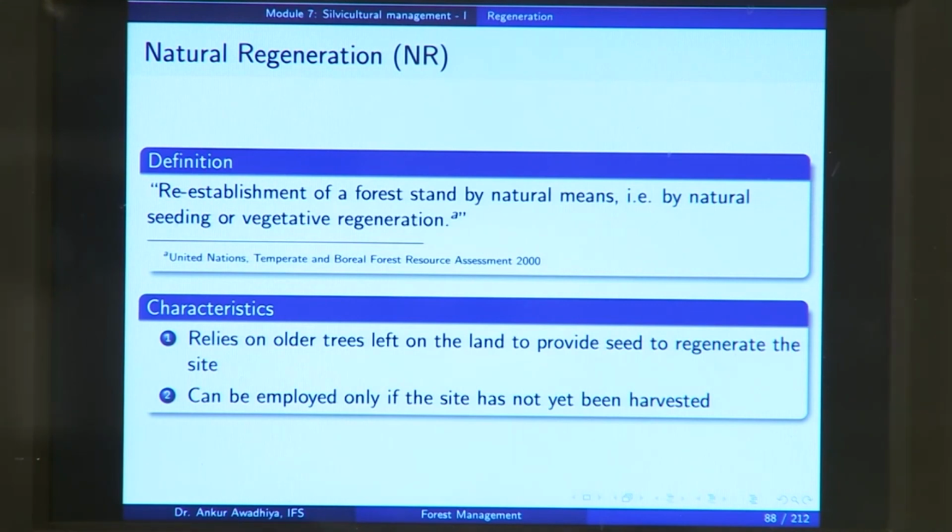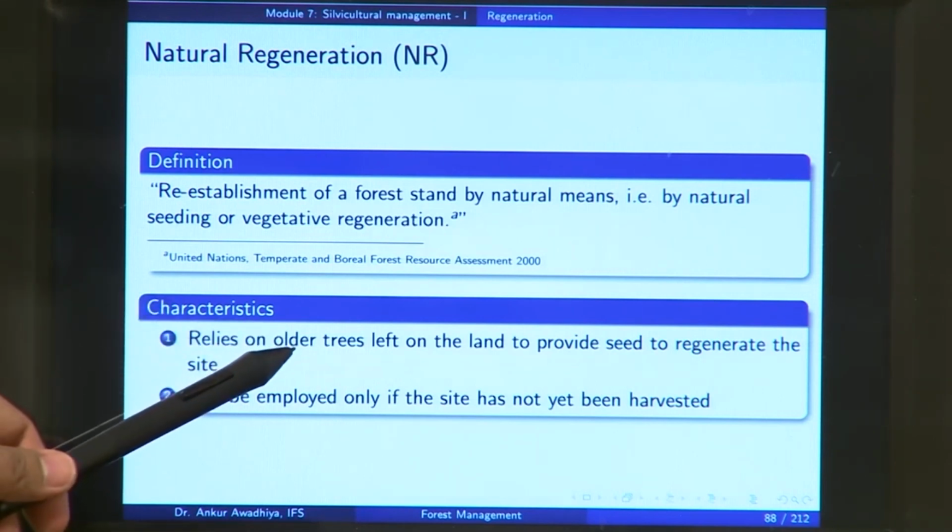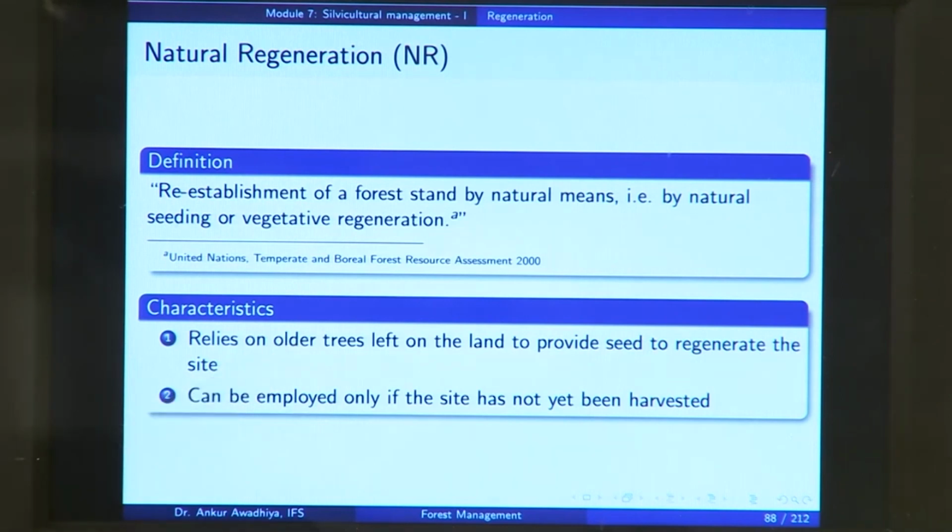So, the characteristics are that it relies on older trees left on the land to provide seed to regenerate the site. So, in this case we are leaving out the older trees. These trees are also known as seed trees or mother trees. So, we leave them out on the land, so that they produce the seeds, and these seeds then regenerate the forest. And the second characteristic is that it can be employed only if the site has not yet been harvested.